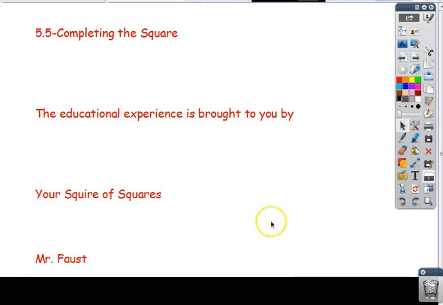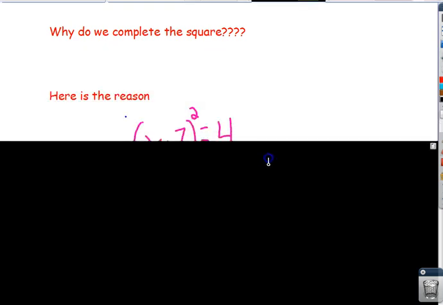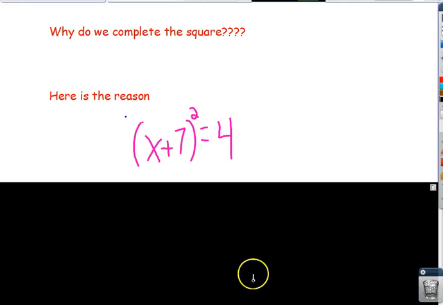Now, completing the square is something we are going to use to force polynomials to essentially be in a certain form that is easier for us to deal with. So, let us begin. The question is, why do we do any of this? Why do we complete the square? Because here's the reason.